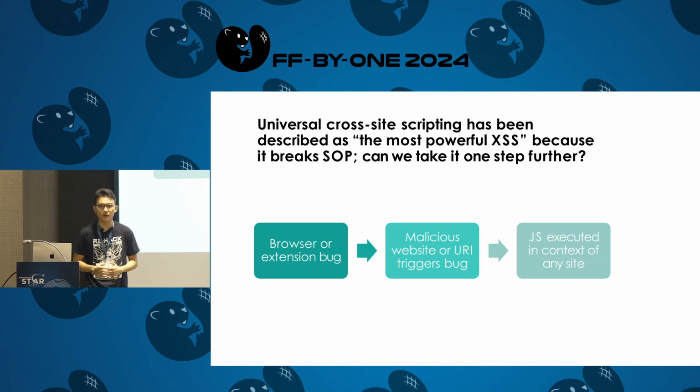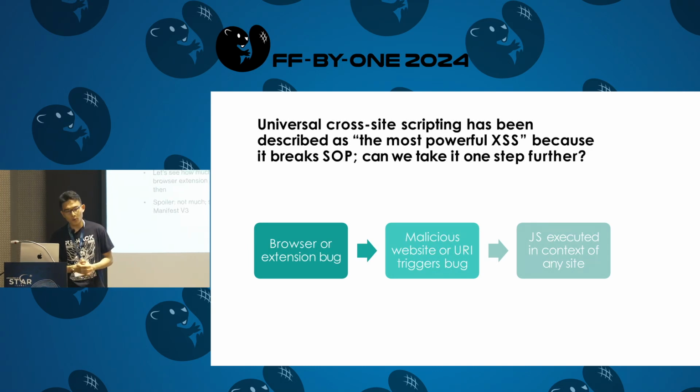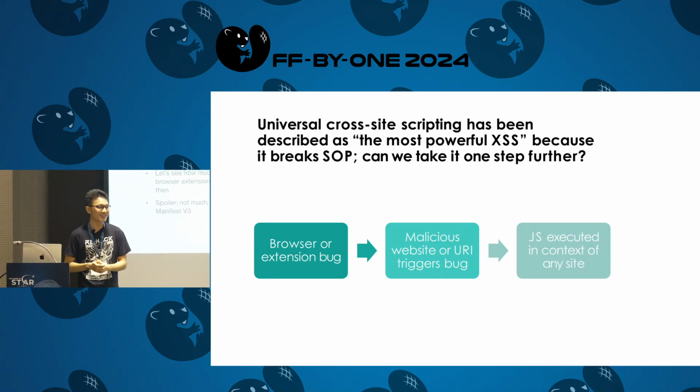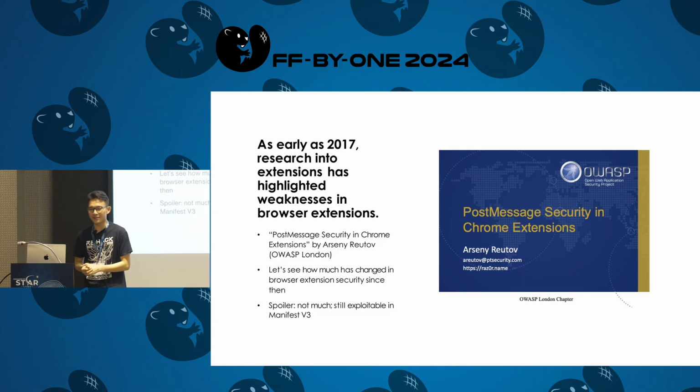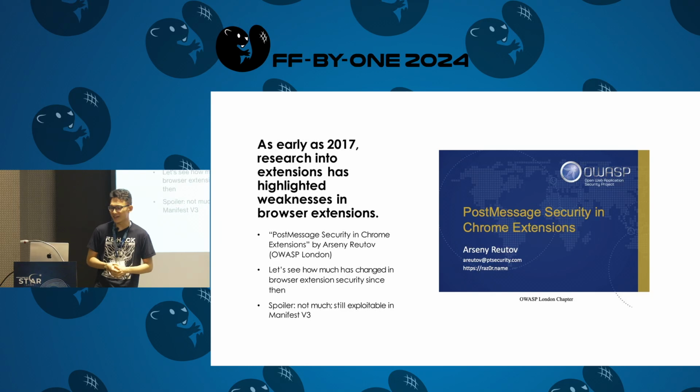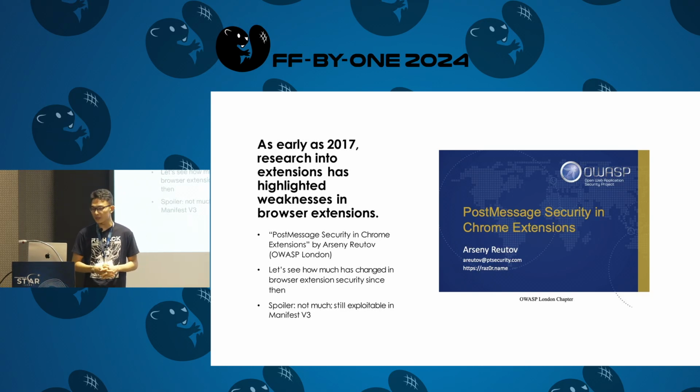Can we take it one step further? While I was halfway through my research, I had an unfortunate experience where you search for what you've been doing and realize someone has done it a little before you. As early as 2017, researchers have looked into extensions and found a lot of weaknesses. This was presented at OWASP by Arsene in 2017, looking into postMessage security in Chrome extensions: how do you bridge the gap from a web page to the browser extension context?